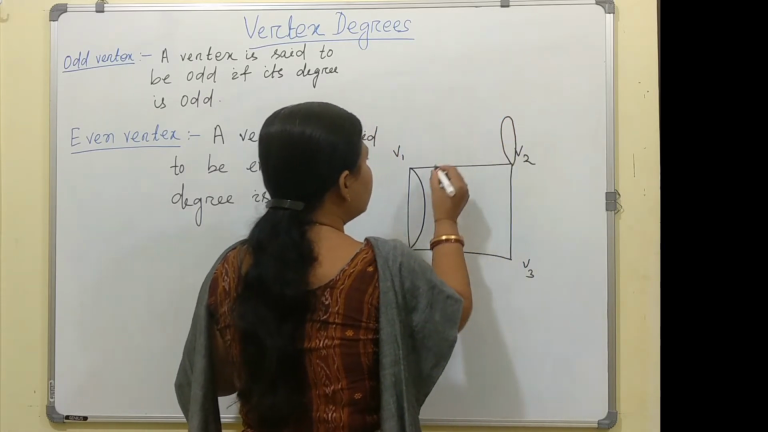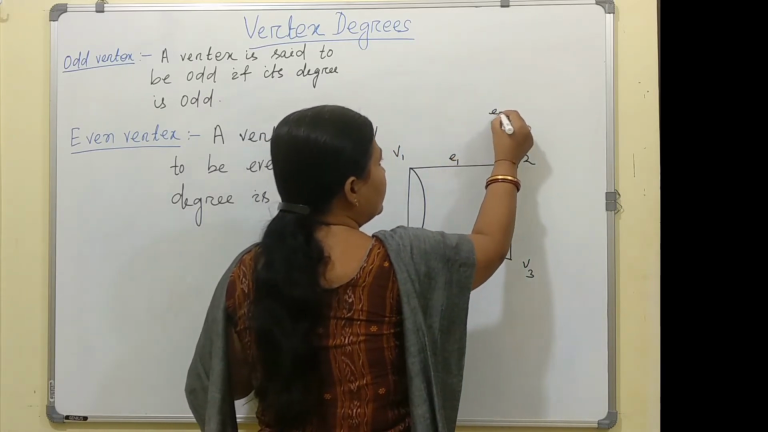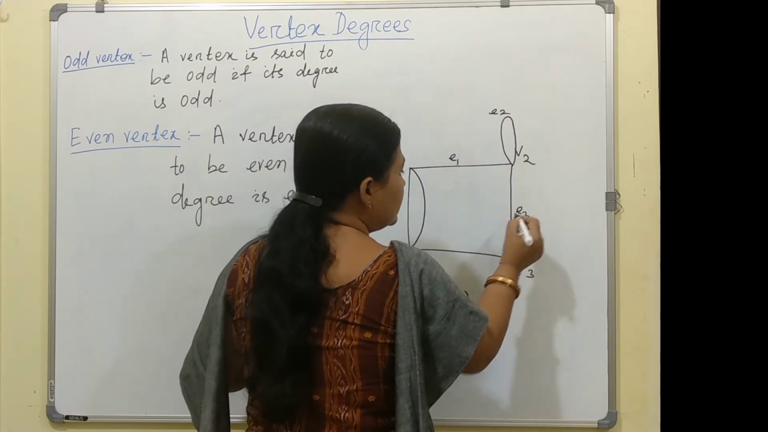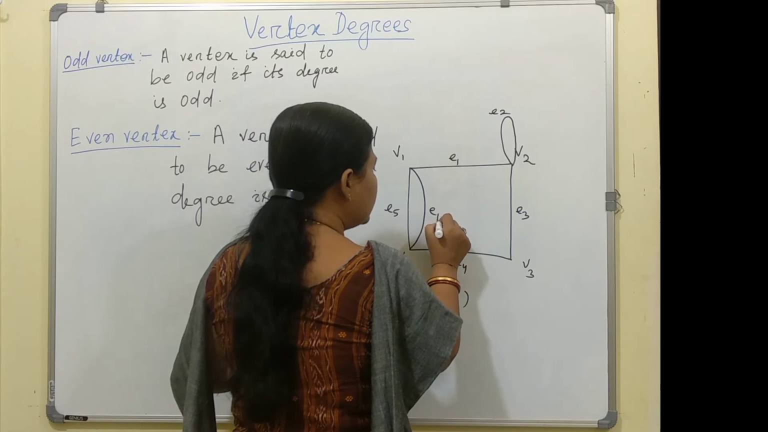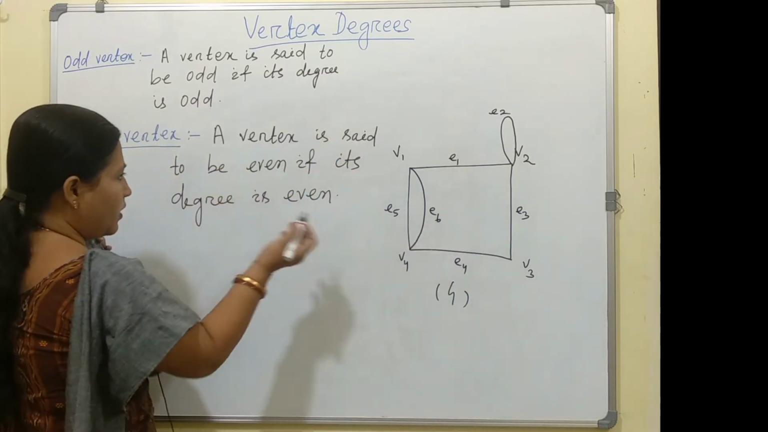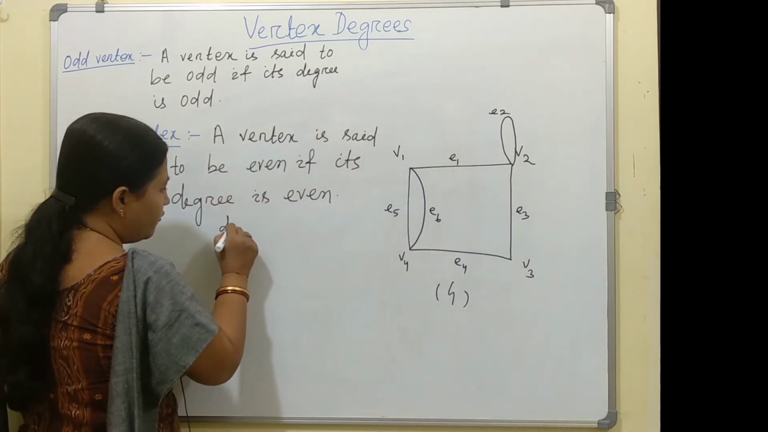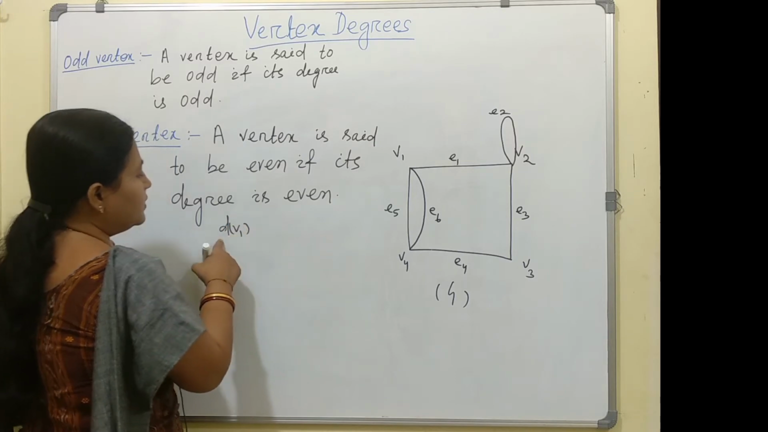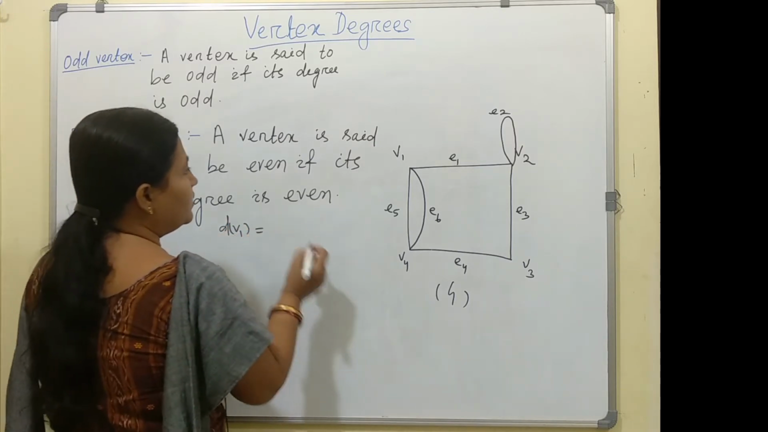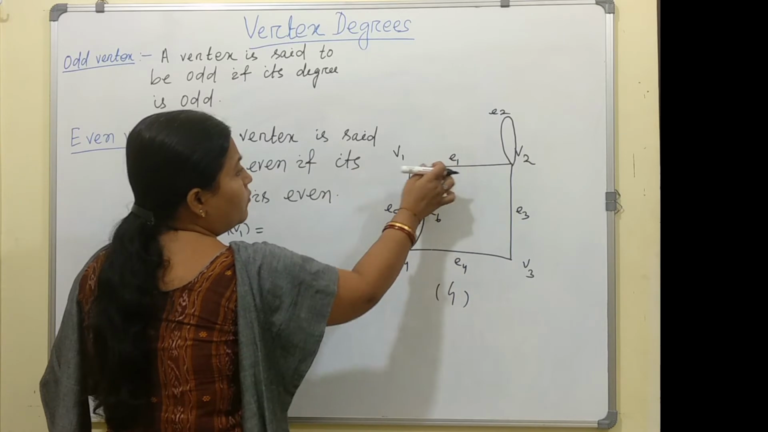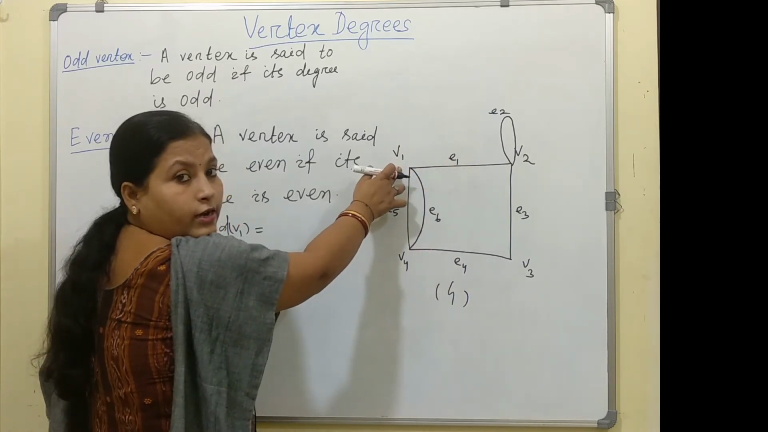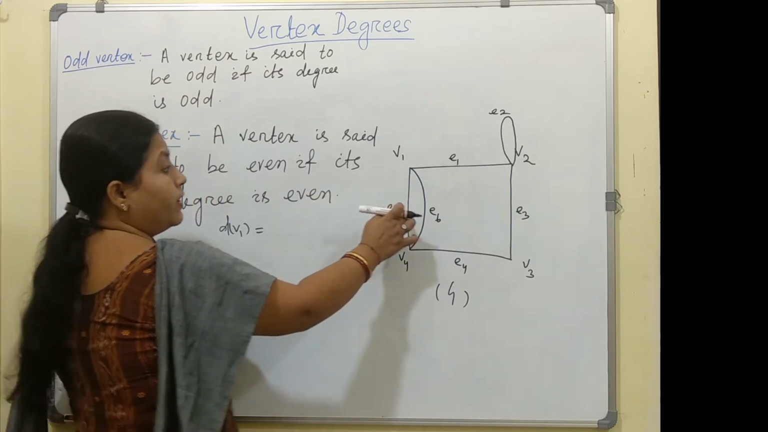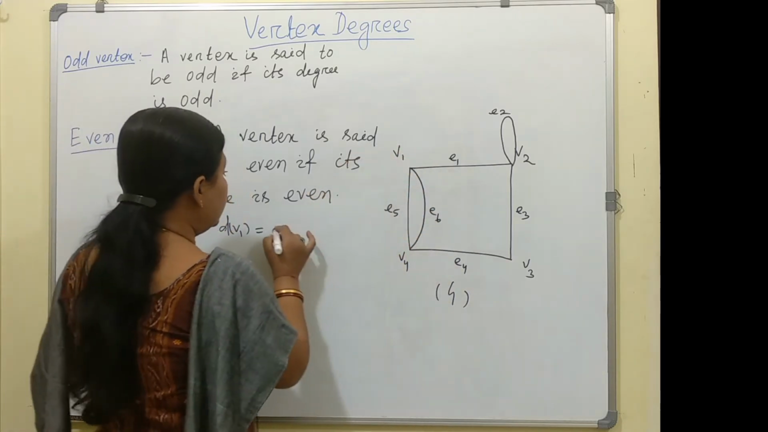And the edges are E1, E2, E3, E4, E5, E6. Now we'll find the degree of vertices. First, D of V1. Here E1, E5, E6 are incident with the vertex V1. So the number of edges incident with V1 is 3.